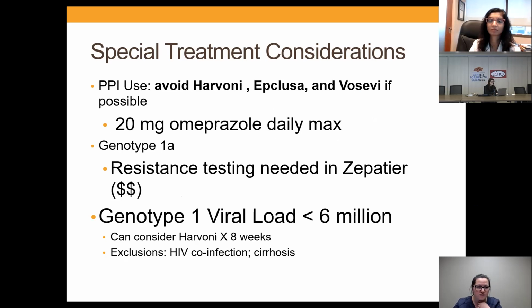And then just as a refresher, for PPI use, I really recommend avoiding it with Harvoni, Epclusa, and Vosevi if possible. If not possible, remember 20 milligrams of omeprazole is the max daily dose studied. If a patient has genotype 1A, then resistance testing would be needed if Zepatier is the preferred medication. Another special treatment consideration, only for hepatitis C mono-infected patients: if they're genotype 1, with a viral load less than 6 million, not infected with HIV, and non-cirrhotic, they can have a shorter treatment duration of 8 weeks versus 12 weeks of Harvoni.